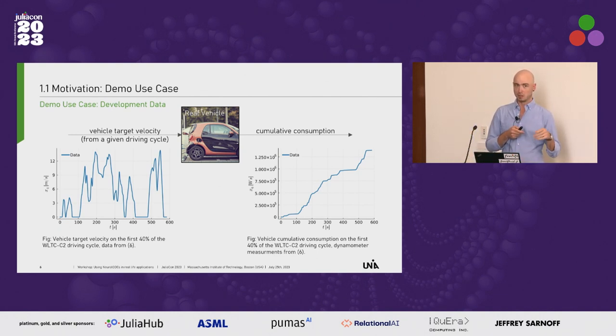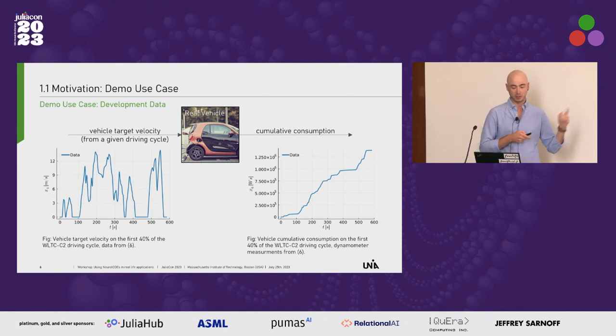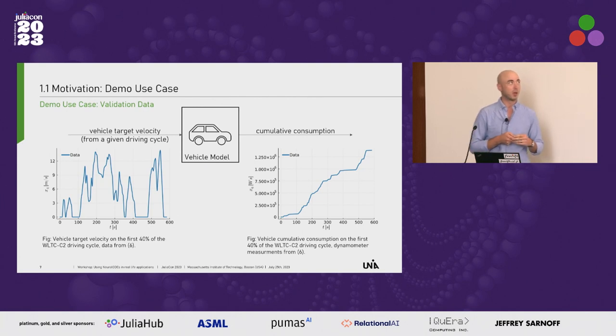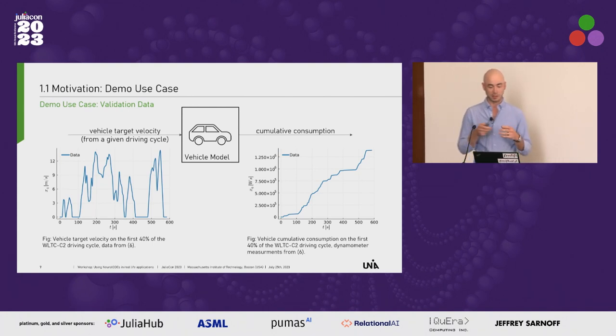You find the sources in the linked paper. At this point, thank you very much for sharing this experiment. So what do we expect our model to do? Well, exactly the same. We want a model that predicts the cumulative consumption based on a given vehicle velocity. So a model that can predict the vehicle consumption for different velocity profiles. This is a cool goal, but how can we get there?